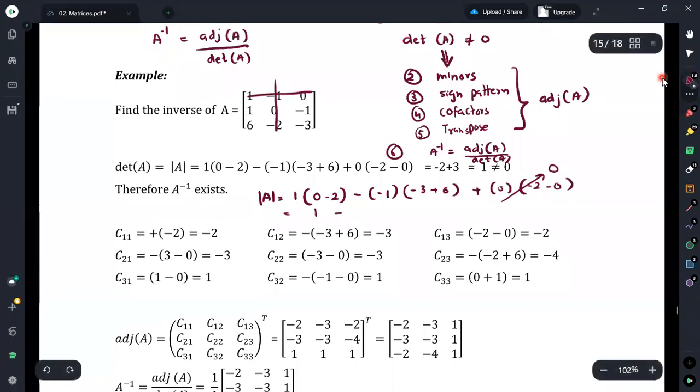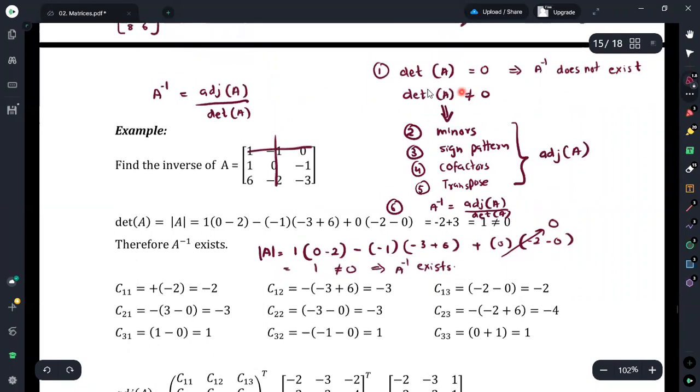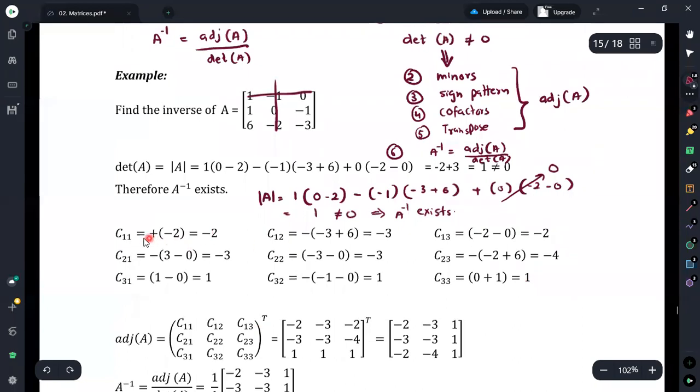Since we know that 1 is not equal to 0, we can say that A inverse exists. Since we have satisfied this condition, determinant of A does not equal 0, we have to obtain the adjoint of the matrix A to identify the inverse, because A inverse exists. Here I directly use the calculation to obtain the cofactors.